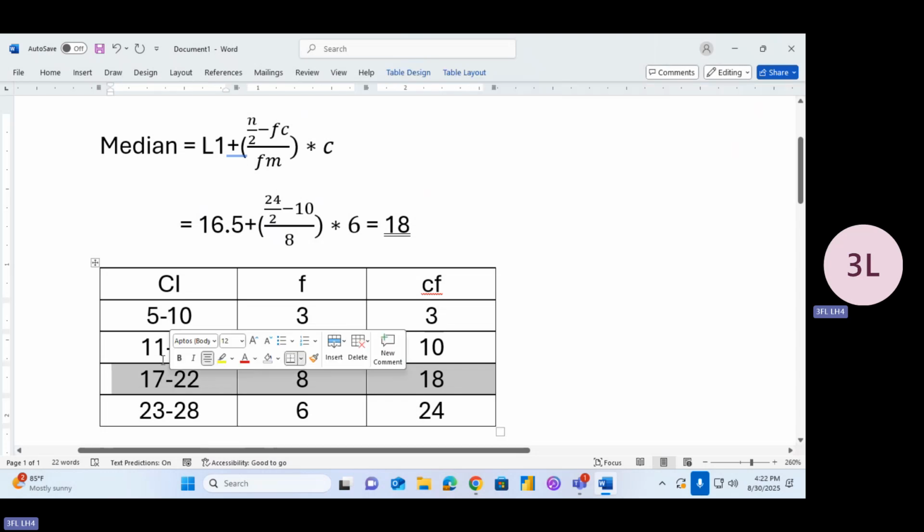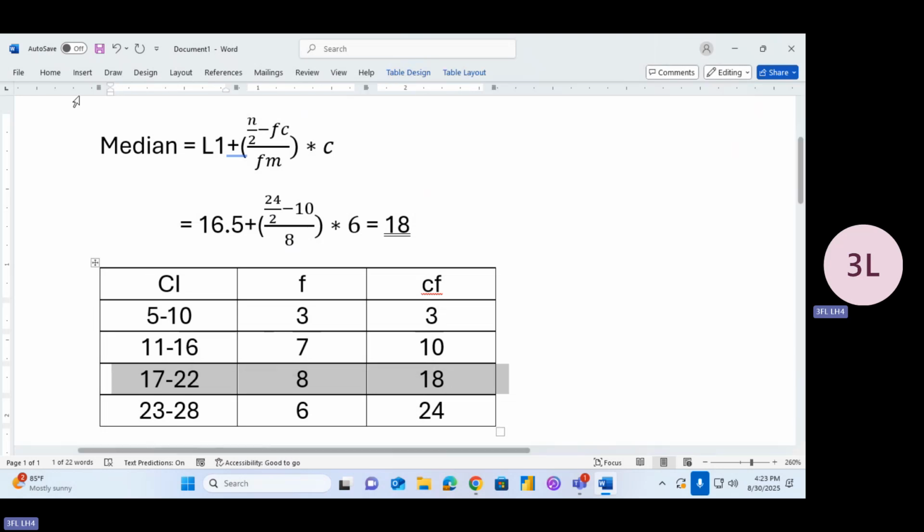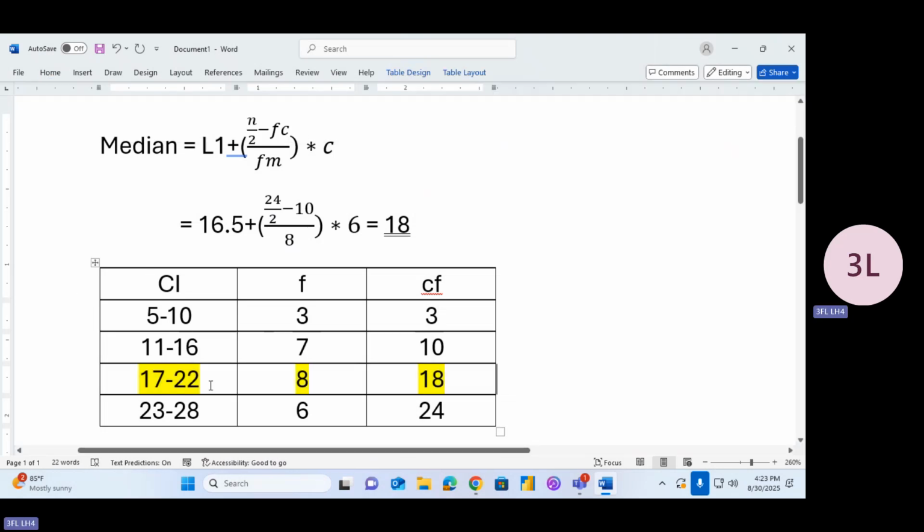Then what is the lower class boundary? 16.5. Is it correct or not? 16.5. Okay. Then here you need to write down FM, the frequency of the median class. This is your median class. Now what is the frequency? 8.